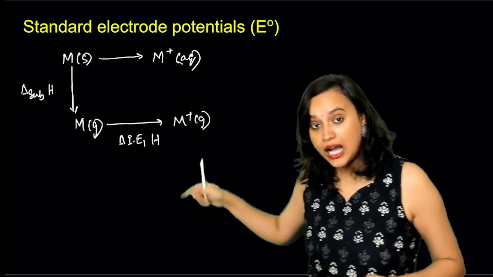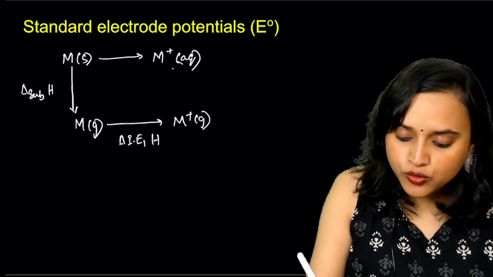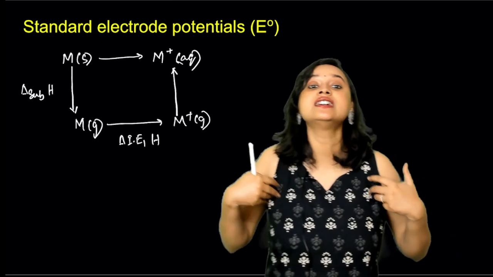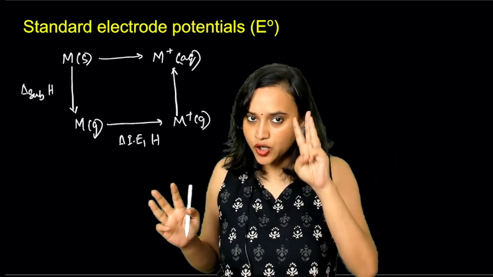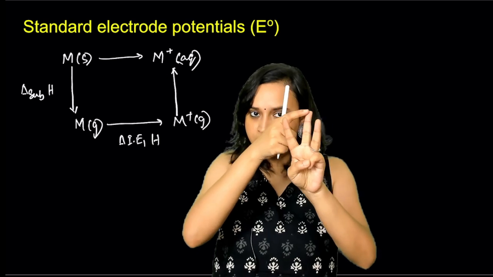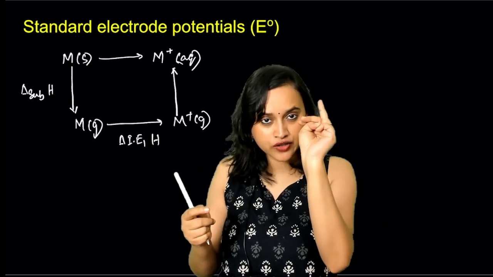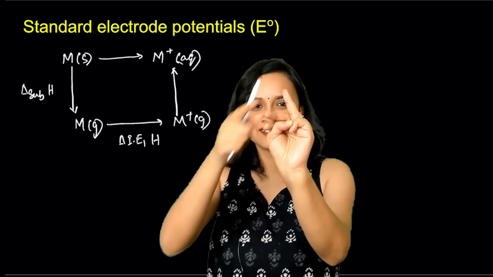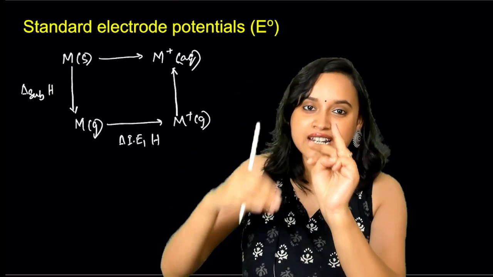Sublimation energy you have to give, ionization energy you have to give, but the moment you put this in water, hydration energy is released. There are three processes happening. Sublimation and ionization, these two you are going to give to the atom. The third, not the wrong finger, guys, this is my ring finger, is the hydration energy, which is released.